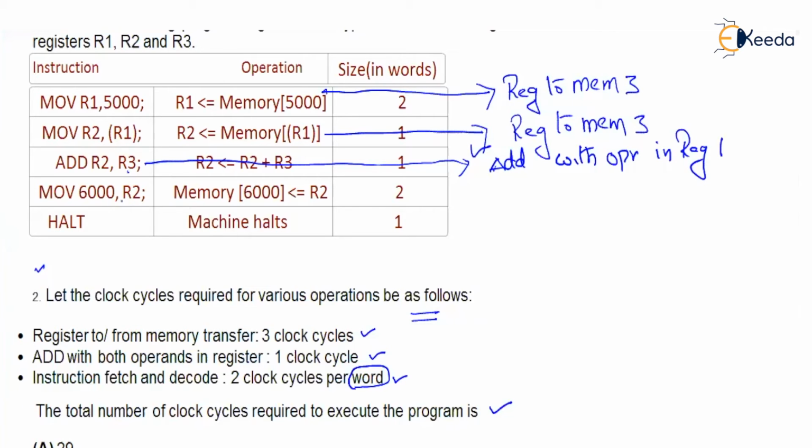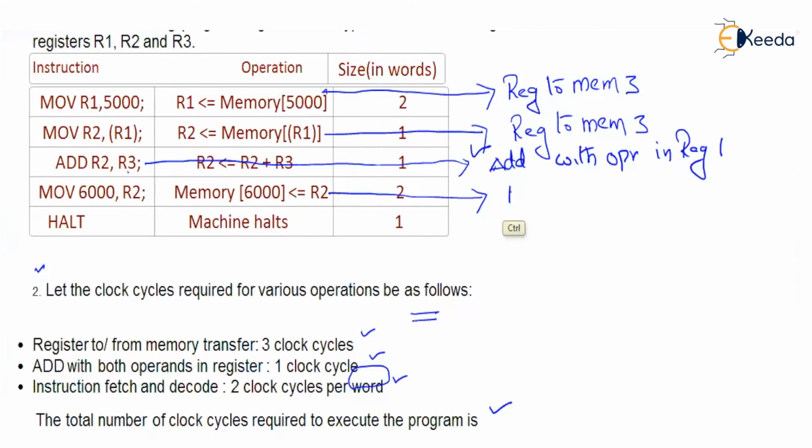And this is again a memory transfer, right? As it is a memory transfer, it is register to memory transfer, which also takes 3 clock cycles. It is to and from. Either it could be memory to register, or it could be register to memory. It takes 3 clock cycles. This is also the same operation, which takes another 3 clock cycles. This is 1 clock cycle. This is 3 clock cycles. Halt we don't consider because it's a system halt.